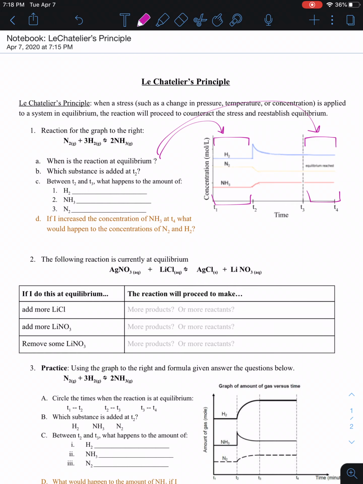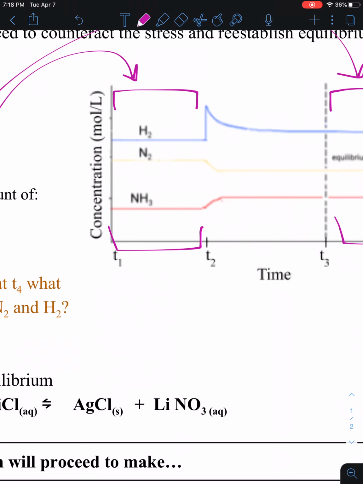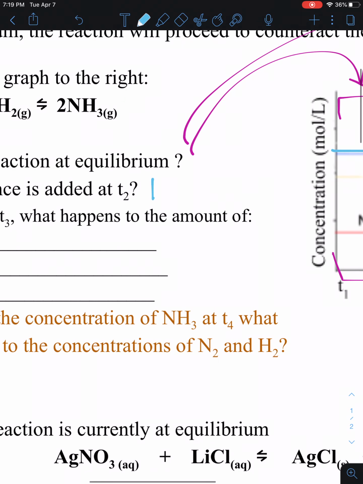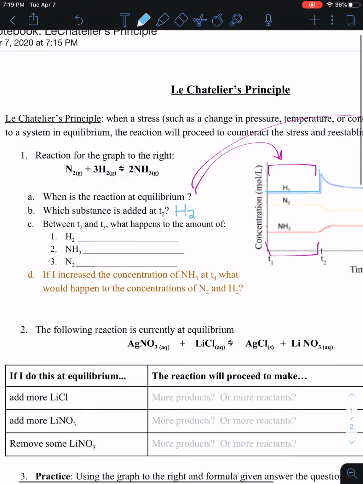Which substance is added at time 2? Right at time 2, if we look at this graph, we're looking at either H2, N2, or NH3. One of those substances increases sharply, and that would be the blue line, the hydrogen. The hydrogen comes along, and then all of a sudden, boom, a big jump. Because there's a spike there, the substance that's added at time 2 is hydrogen.